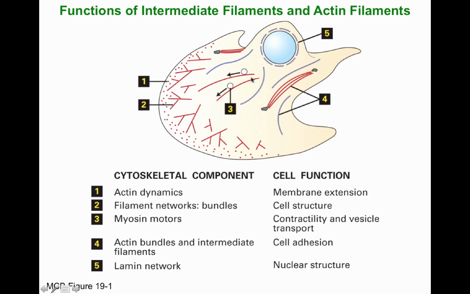In number three, we have actin filaments which are crossing the cell, and there you have myosin motors which are bound to vesicles, and they are using their ATP hydrolysis to move the vesicles across the cell. In the nucleus, shown over here as these blue lines, that is the lamin network, which is containing the nucleus in its shape.